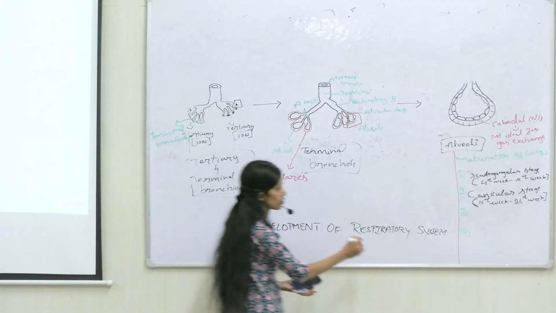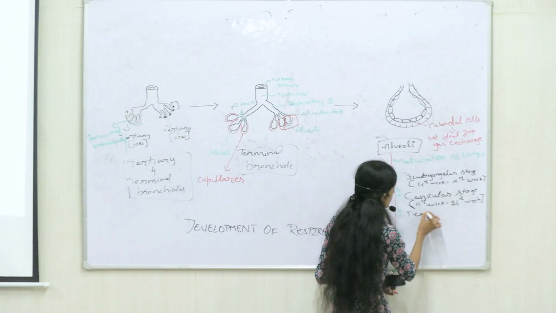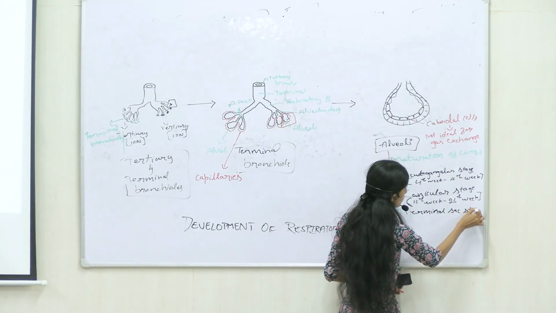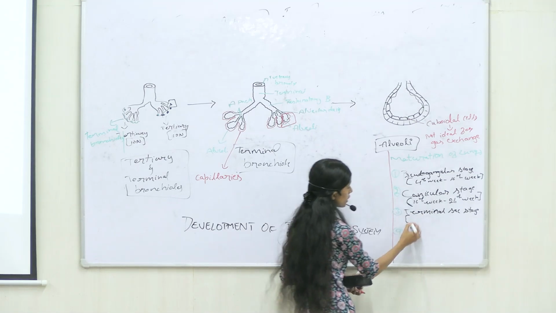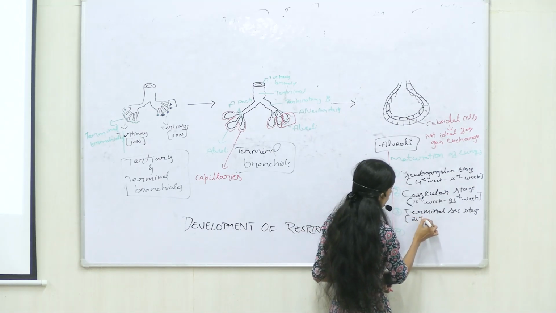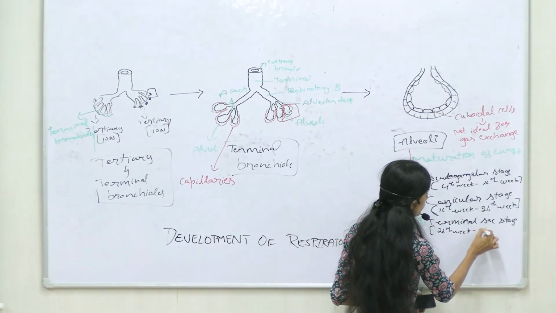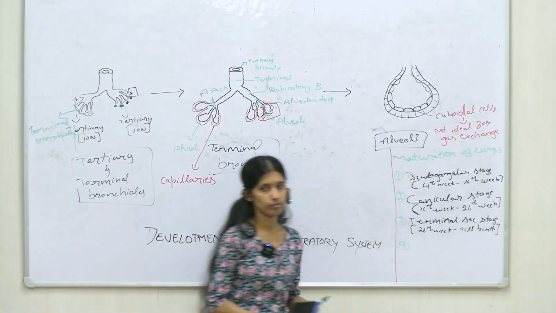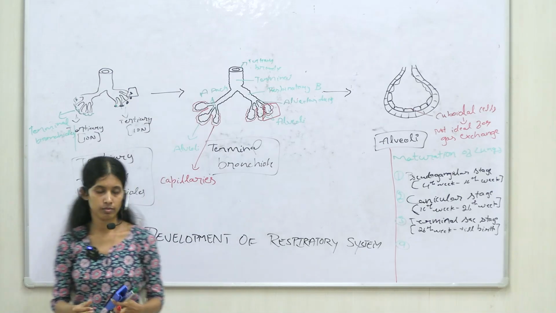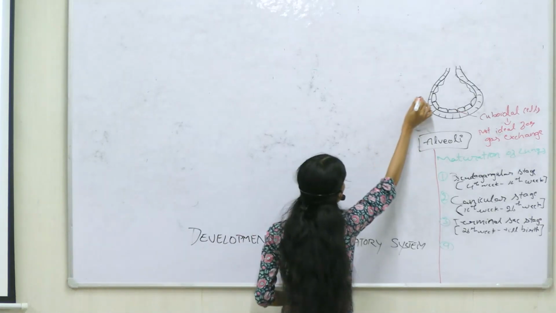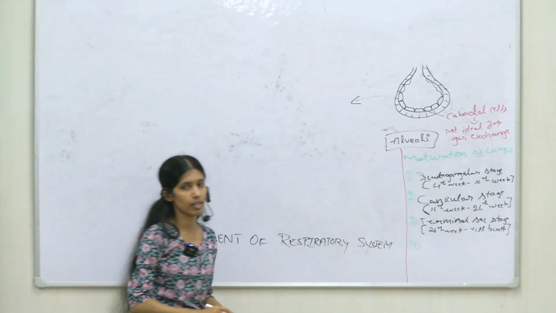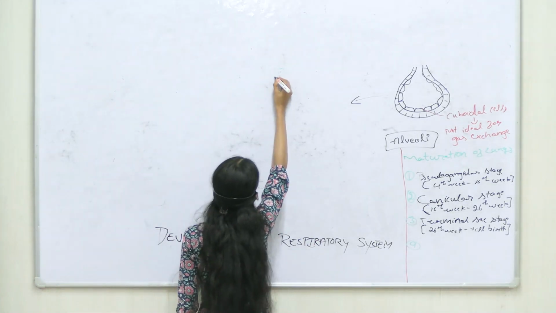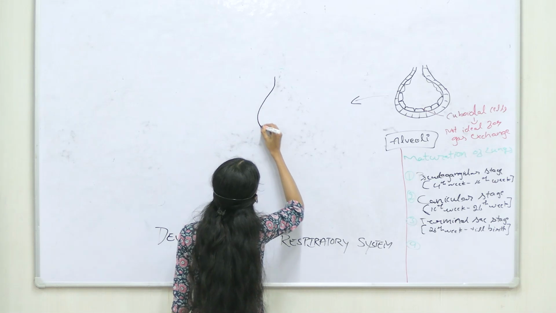So, the next stage is called terminal sac stage, and this stage lasts from 26th week till birth. Okay. So once the development enters your terminal sac stage, these are the changes that take place in the alveoli.